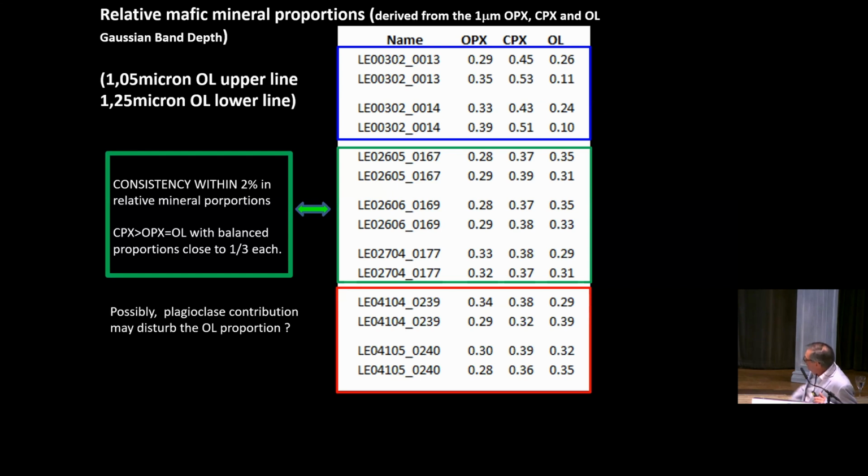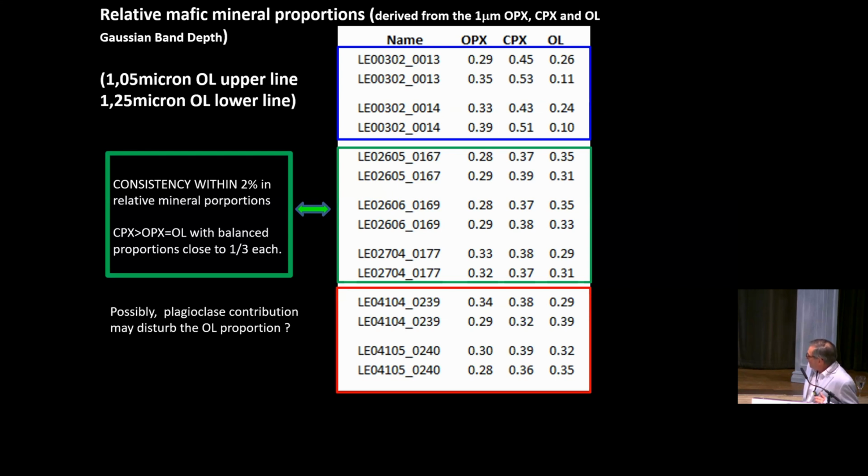because of lack of time, but for the central part, the green box, there is a real consistency within 2% in the relative mineral proportions, whatever you consider, either the 1.05 or the 1.25 micron absorption depth. And it tells you that the dominant mineral is the clinopyroxene here, but then you get orthopyroxene and olivine with a rather almost equal weight. And all of this is kind of balanced close to 1/3 for each, but clinopyroxene being a bit higher.